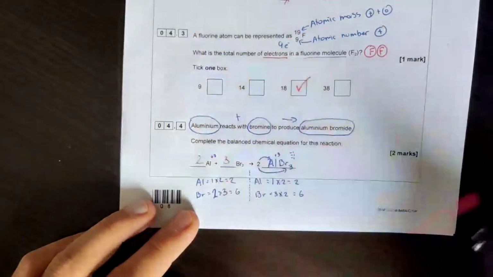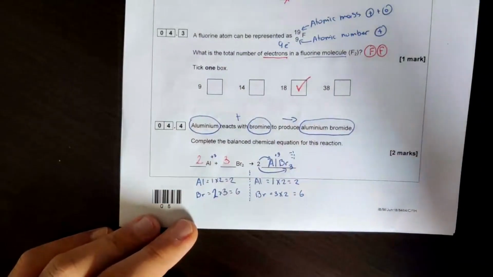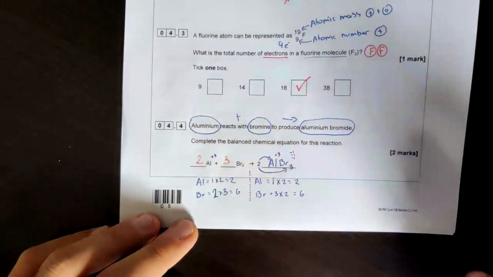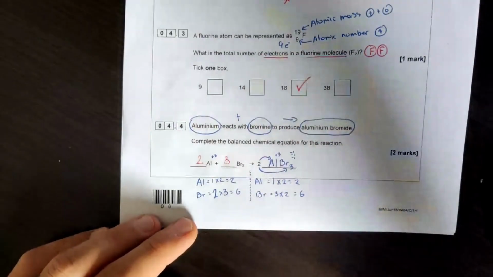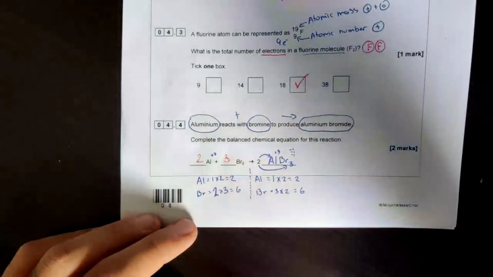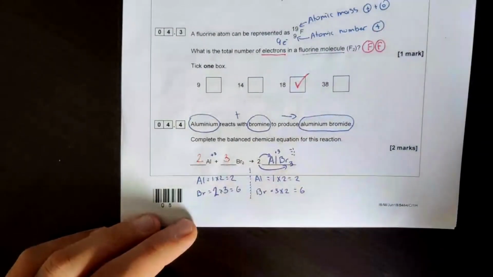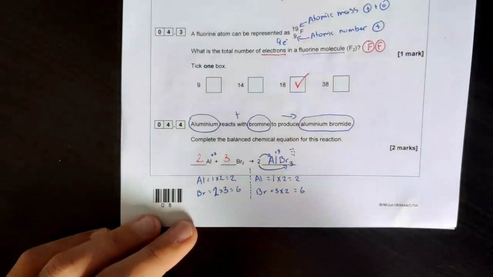So that's why it's very important that once you finish your exam and you have spare time, go through your answers again, read your answers just to make sure they make sense. You could make a simple mistake like this. It doesn't mean that you don't know how to do it. It just means that you made a mistake, okay? So that is your answer for question 4.4.